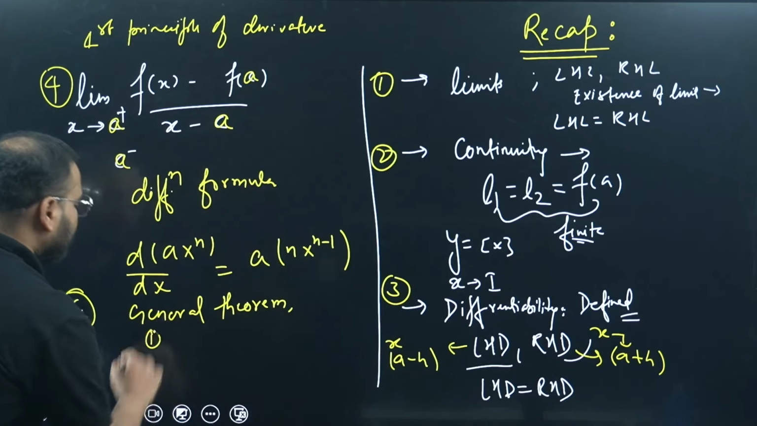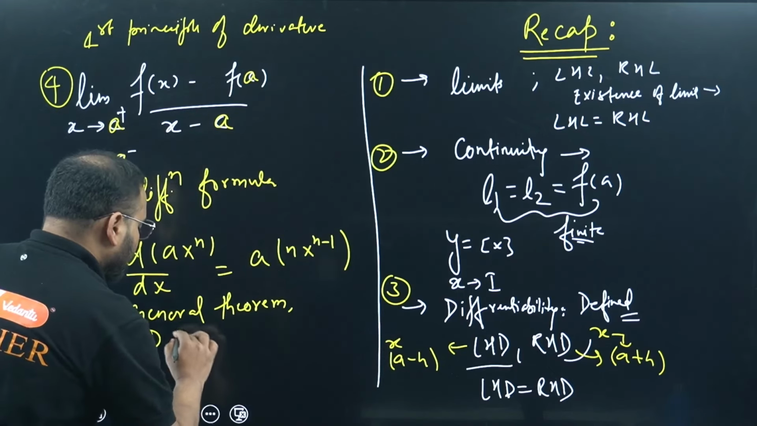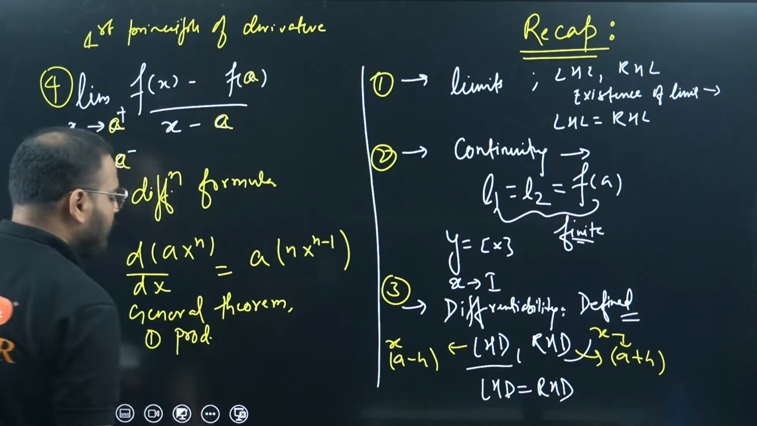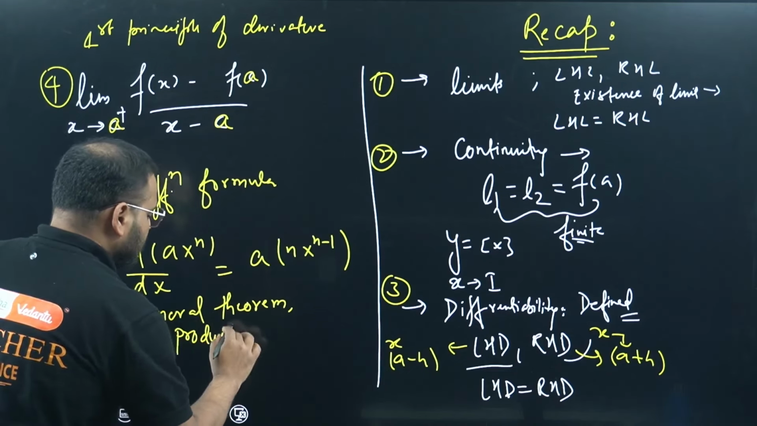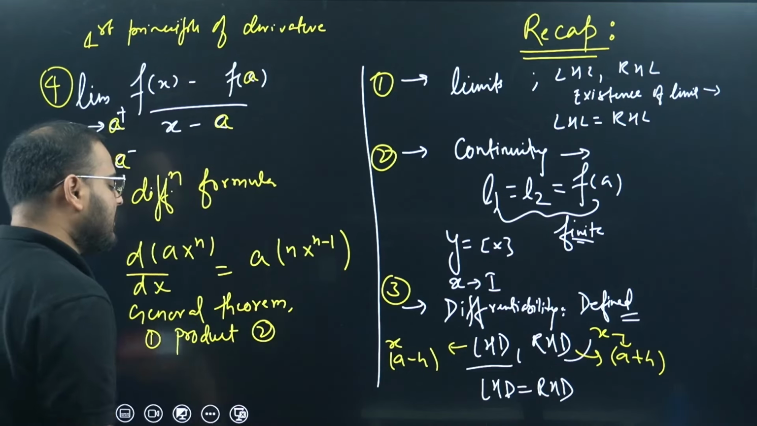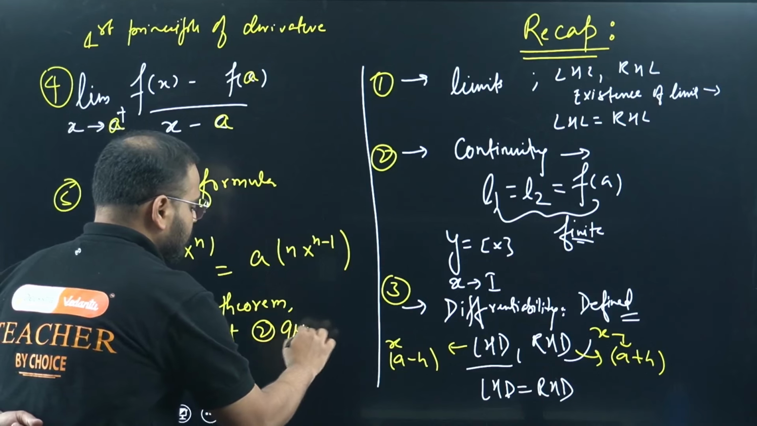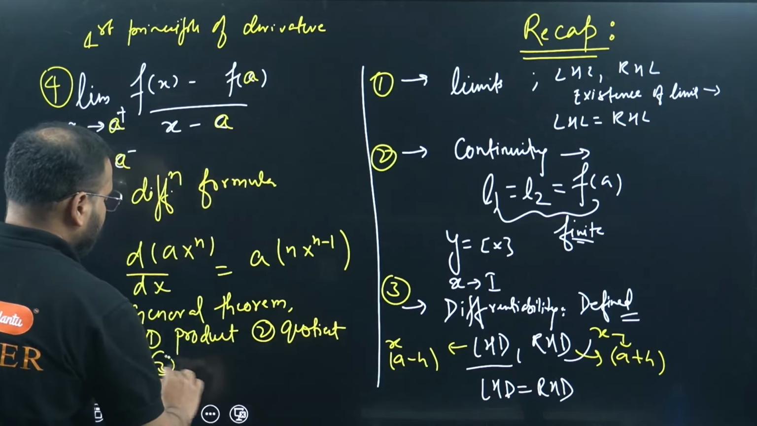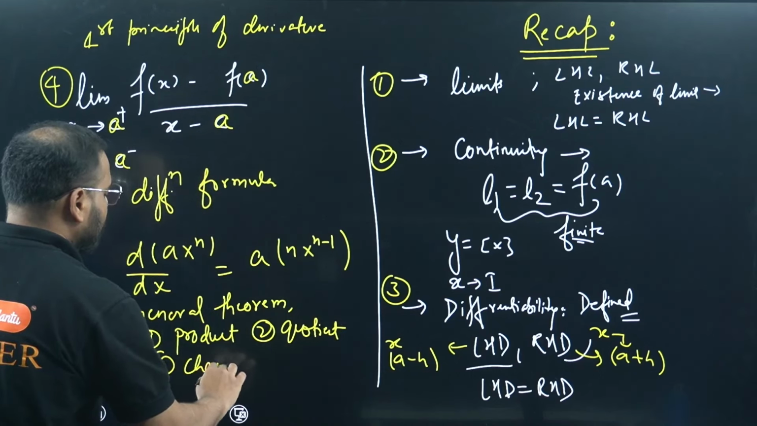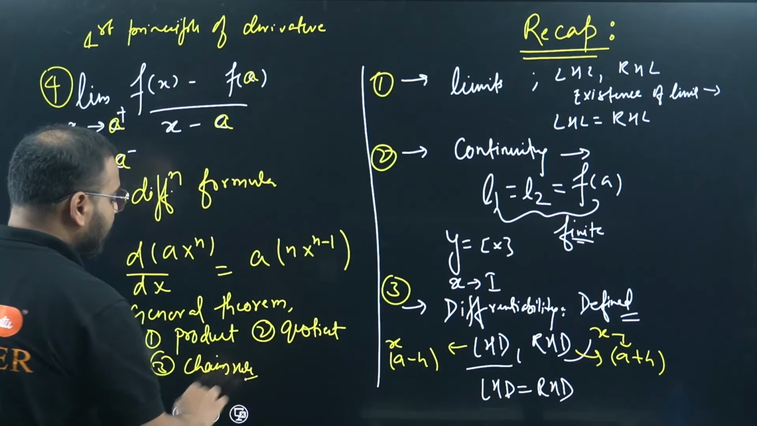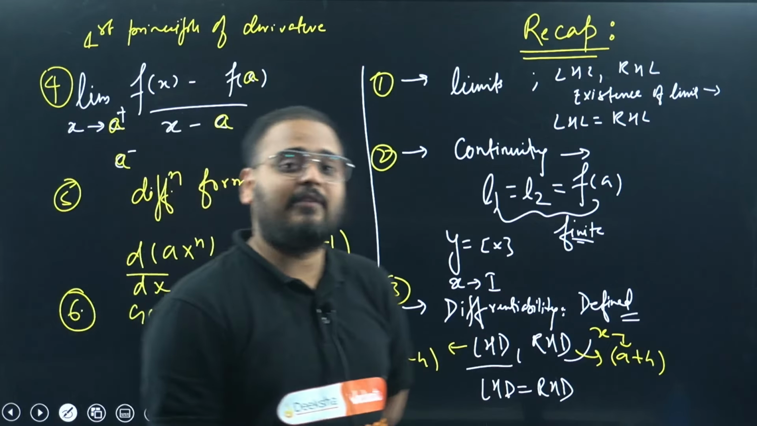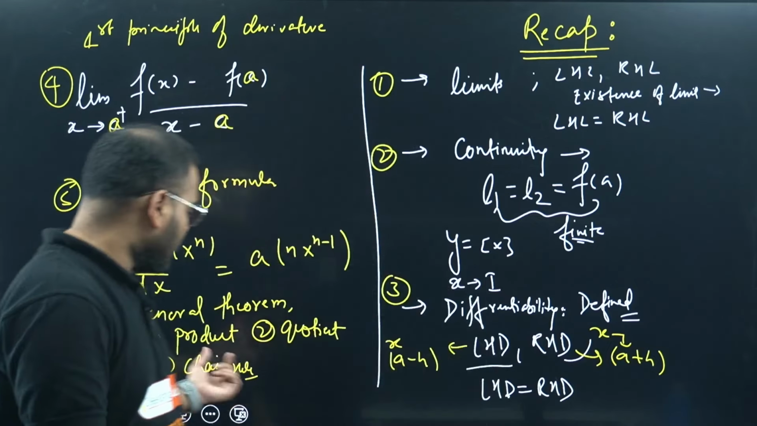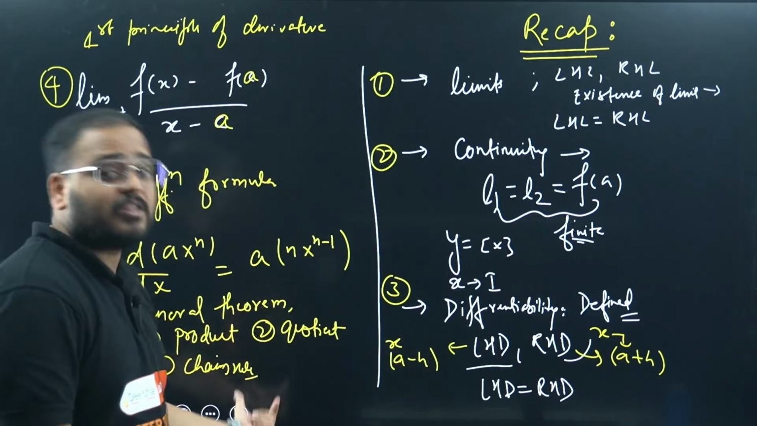What is the first thing? First was the product rule. Second was the quotient rule. And third was the chain rule. In today's session, to solve questions, I will be using all these theorems: product, quotient and chain rule.